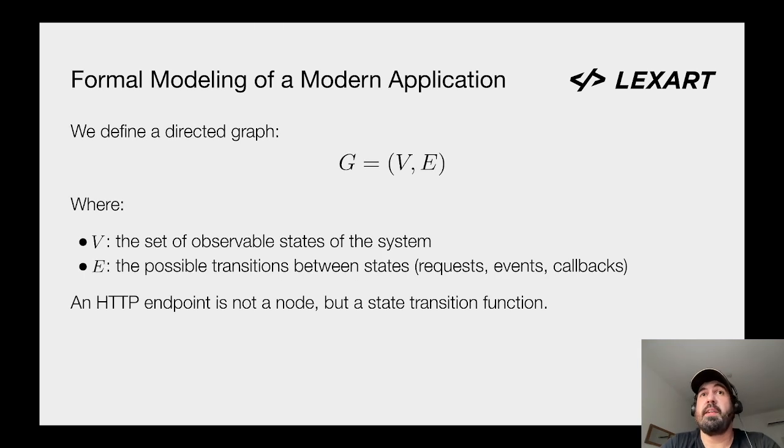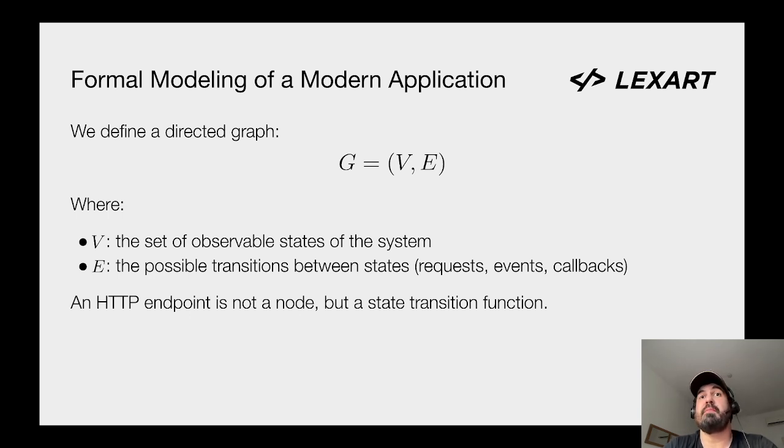Now we can model a modern application in the following way. We define a directed graph G, defined as the sets V and E, where V is the set of observable states of the system, and E represents the possible transitions between states: request, event, or callback. Just to remember, a directed graph is a set of nodes connected by oriented edges, where each edge represents a one-way relationship or transition from one node to another.